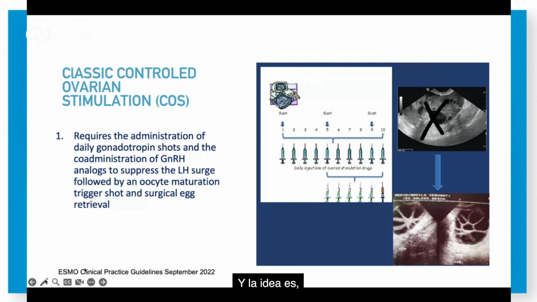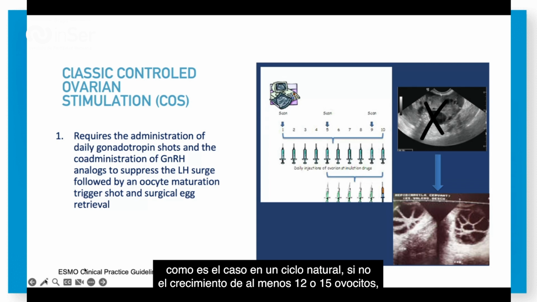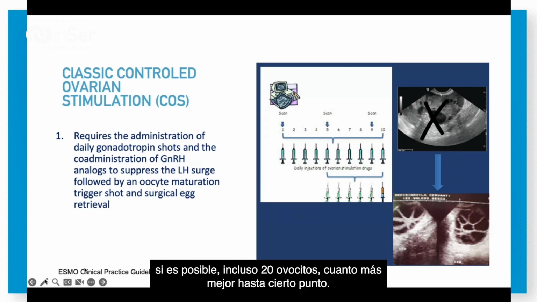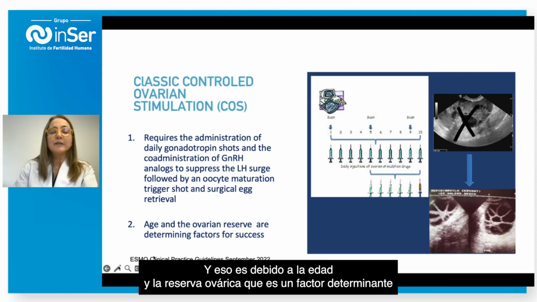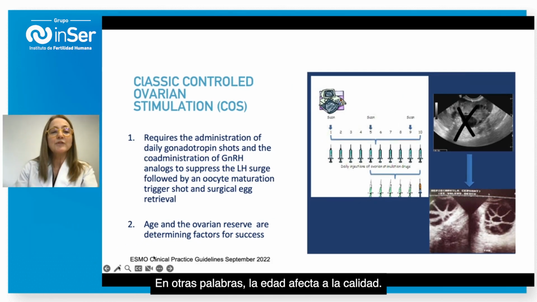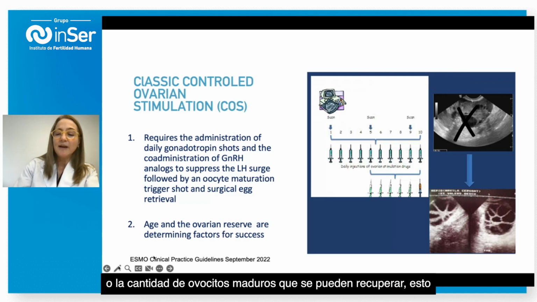And the whole idea is to promote the growth of not just one follicle, as is the case in a natural cycle, but the growth of at least 12 or 15 oocytes, if possible, even 20 oocytes. The more, the better, up to a given point. And that is because age and ovarian reserve are determining factors for success. In other words, age affects quality, and the ovarian reserve, the ovarian response, affects the amount of oocytes that can be retrieved.